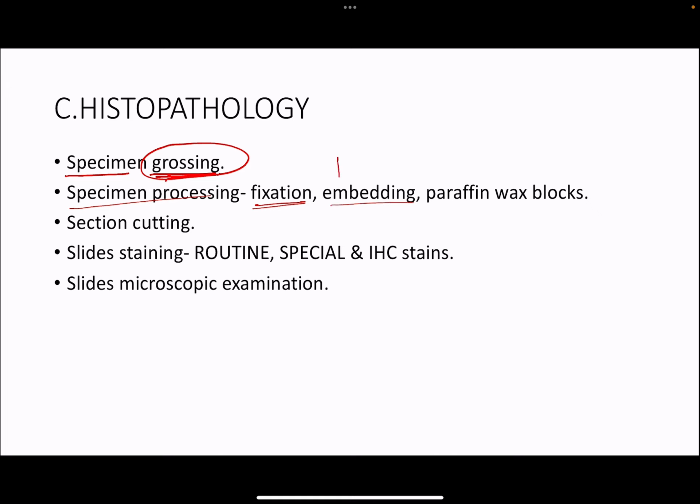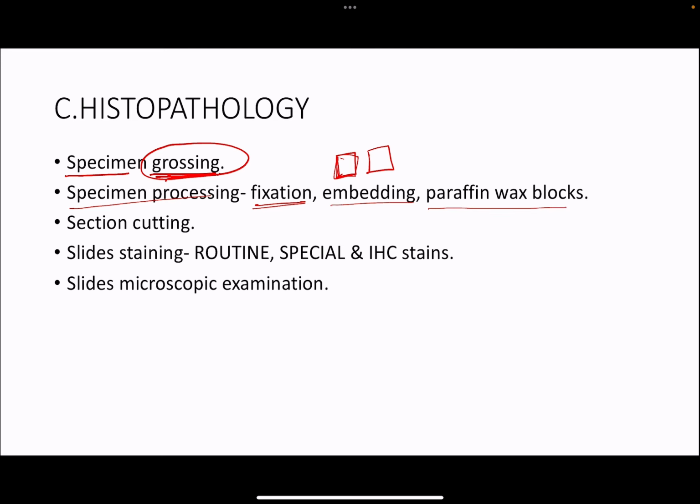in cassettes. Small square cassettes will be there. You keep the tissues in the cassettes. Embedding means you orient the tissue such that the surface which you want to examine under the microscope comes directly under the cut, directly under the knife. Then you put hot wax in the cassettes.